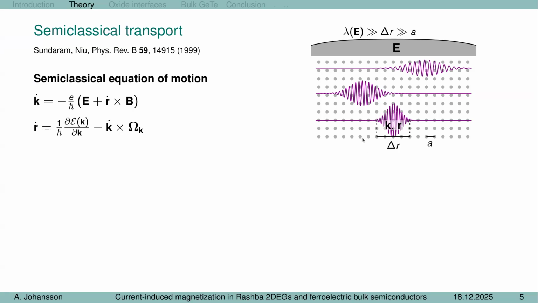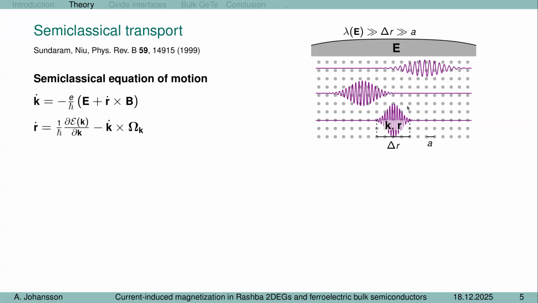The main idea is we construct wave packets out of Bloch states. These wave packets have a finite width, which is large compared to the lattice constant, but small compared to the length scale of external electric or magnetic fields. So this really corresponds to a particle-like picture, which you know from classical physics.